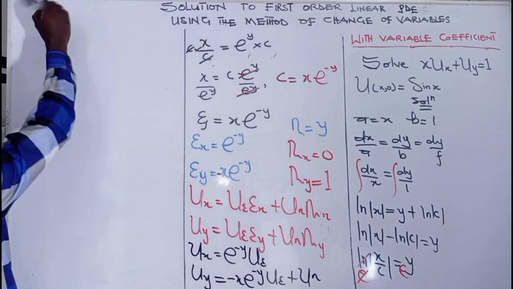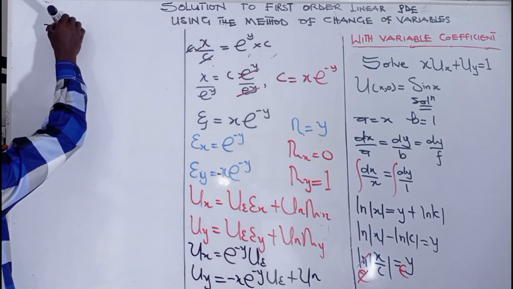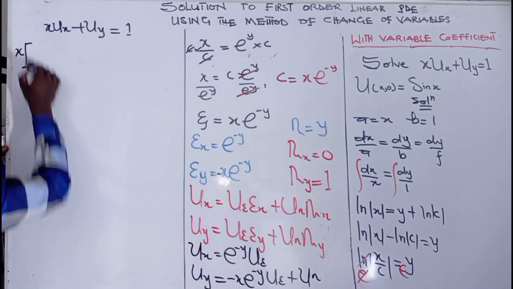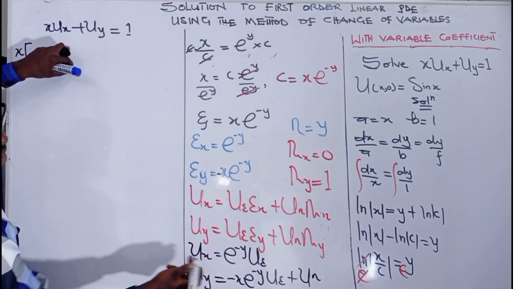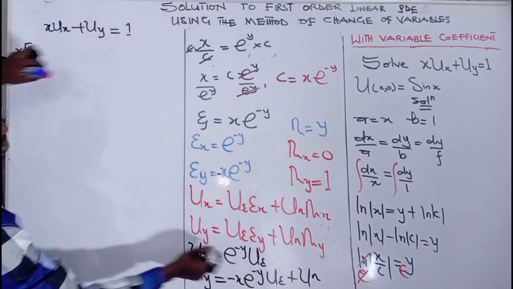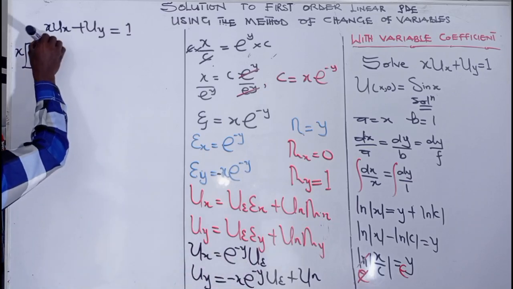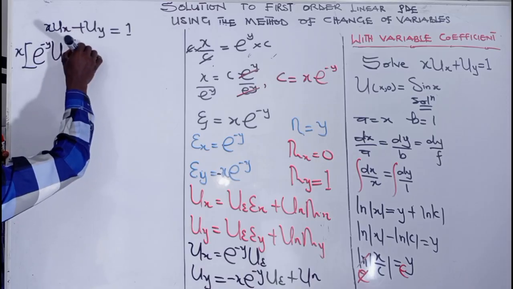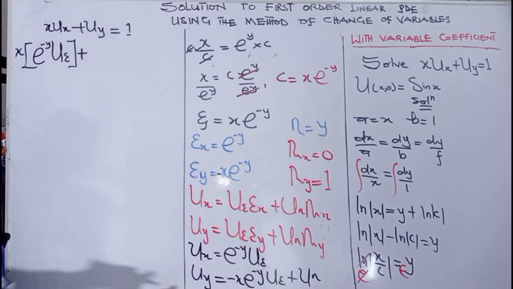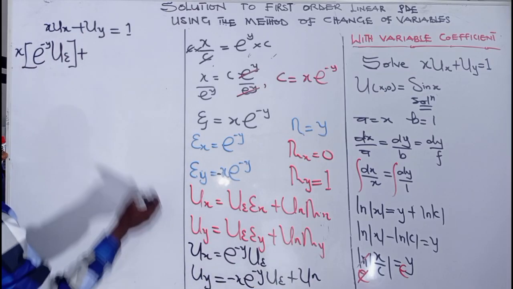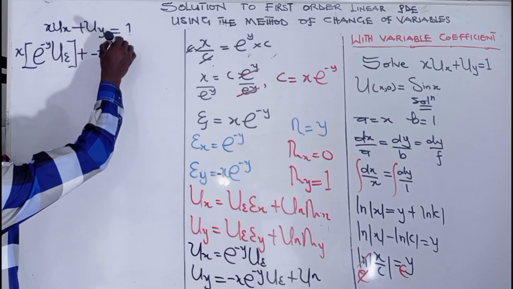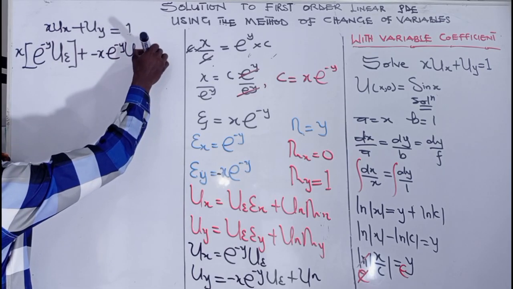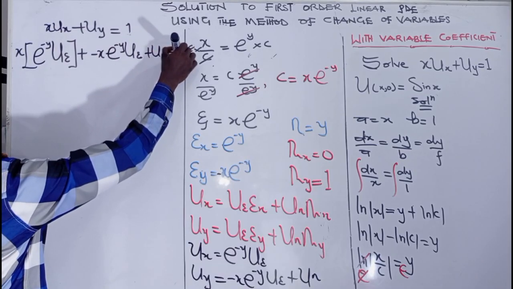So we have x, then we have ux. This is ux, we are going to plug in this. Then we have plus uy. This is uy, I'm going to plug in the whole of this. Minus x e exponent negative y u xi plus u eta is equal to 1.